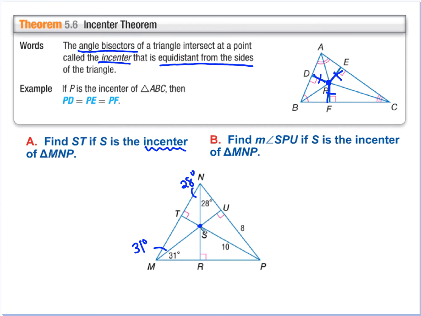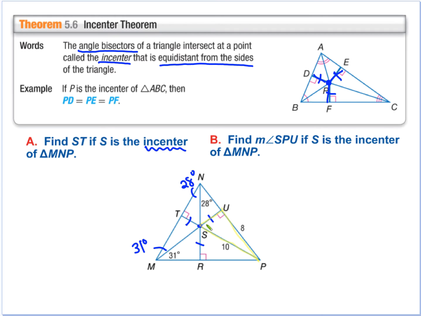Another thing about that incenter, and I know it doesn't really look like it here, but we're just going to trust the fact that they said it was an incenter. So if they said it is, that means ST is going to be congruent to SU, which is congruent to SR. All of those three measurements should be the same. Now to solve this, if I find one of these, I find ST. So if you look, the only measurements you're given right now are SP and UP right there.